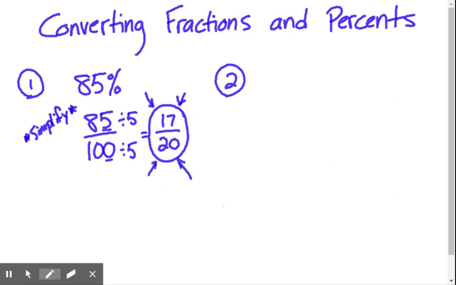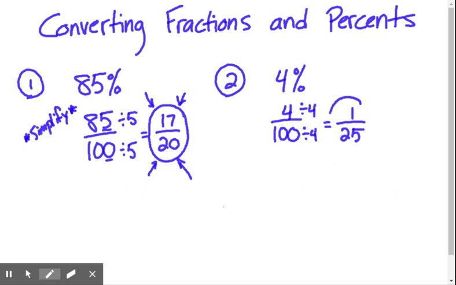Let's try another one. Let's go with maybe 4%. So again, start off by writing our percent as a fraction out of 100, and I need to simplify. So right off the bat, you should at least see that both of these numbers are even, which means that they can be divided by 2. But I would rather go one step further. It's always quickest and easiest if you can find the greatest common factor, which in this case is 4. I can divide out a 4 from my numerator and my denominator. So I'm going to go ahead and do that. When I do 4 divided by 4, I get 1. When I do 100 divided by 4, I get 25.